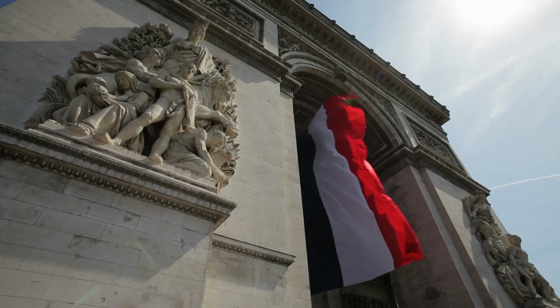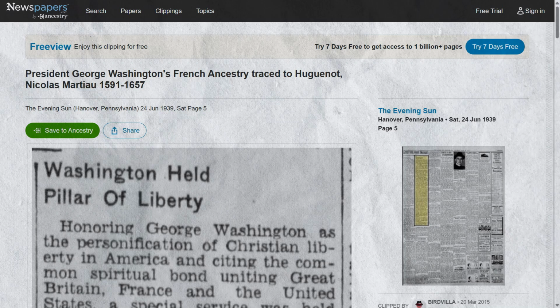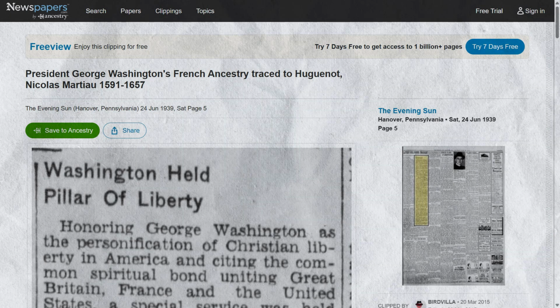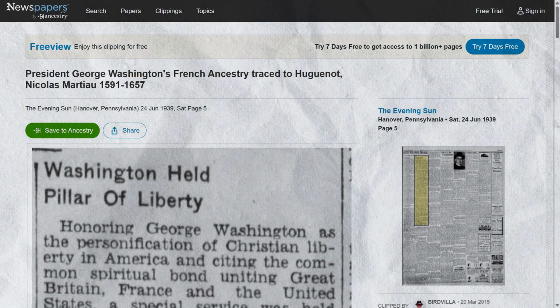Washington also had a little French ancestry as well. A French ancestor of his was Nicolas Marchais, for instance, a Frenchman who emigrated to the English colony of Virginia in the 17th century.